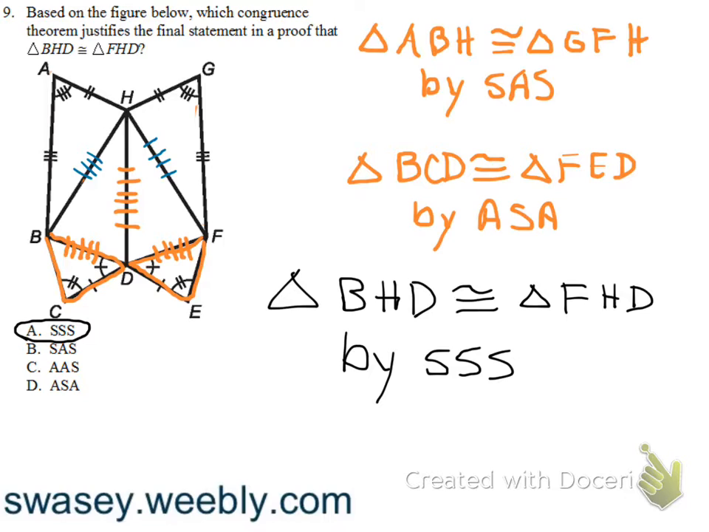So the final statement in the proof is side, side, side. Again, part of that I just said. I didn't actually write out the whole proof. But our final statement would be side, side, side.